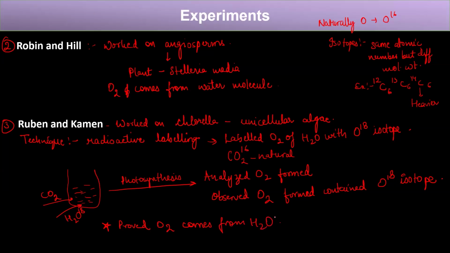Because if it would have come from carbon dioxide, the oxygen that is formed here would have the normal isotope, O16, but this was not the case. So from this, it was proven that oxygen comes from water rather than carbon dioxide. With this, we have completed all the early experiments that were performed to prove what the factors or components are that are required for the photosynthesis process.